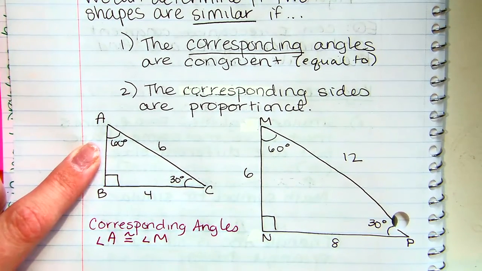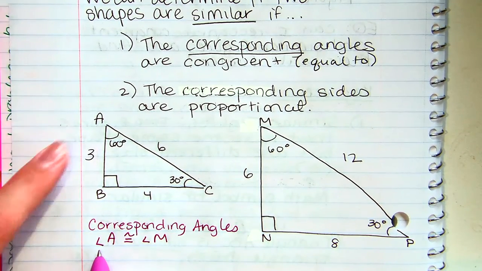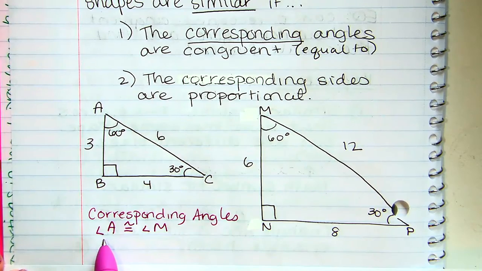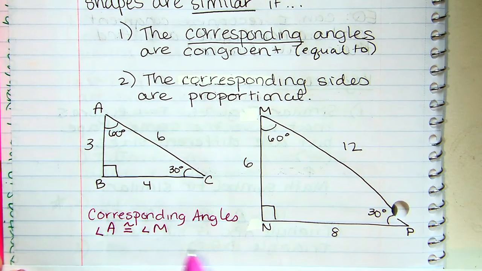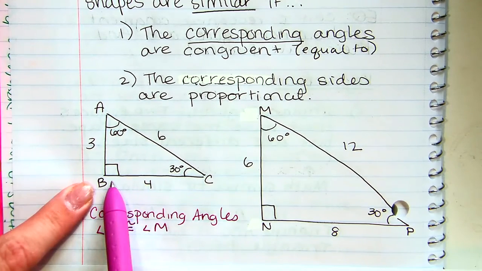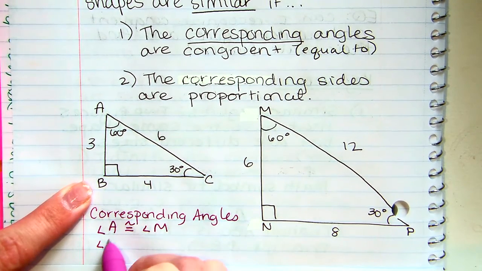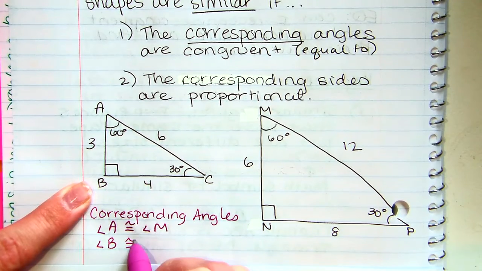Once again, this is our math symbol for congruent angles. You'll also see that it's similar to the greater than, less than. In this particular case, it's greater than. Next, we also have angle B is congruent to angle N for Nicholas. So I'm going to write angle B is congruent to angle N.